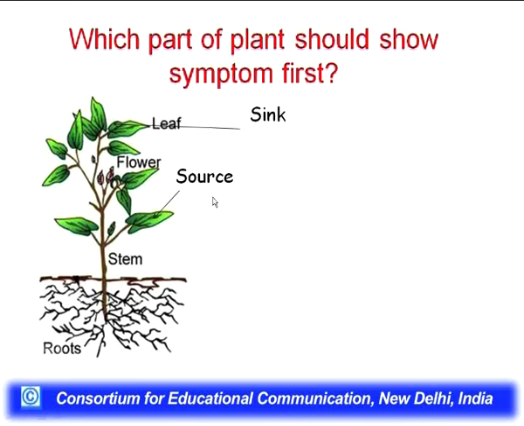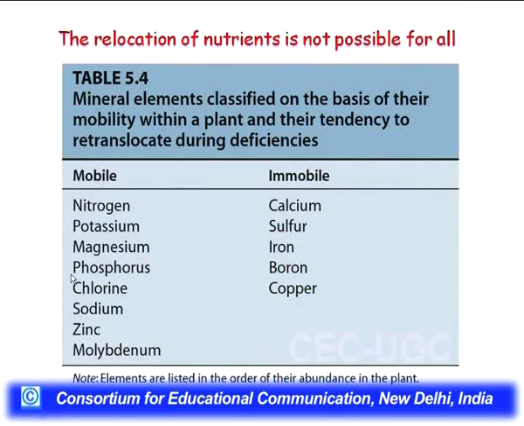Now if you look into a plant's nutrients, all the nutrients are not equally mobile. I am talking about mobile, meaning the nutrient which can mobilize from one end, say the source end, to the sink end. The nutrients which are mobile, for example nitrogen, potassium, magnesium, phosphorus, chlorine, sodium, zinc and molybdenum, are quite mobile in nature. So if a plant needs nitrogen at the tip where nitrogen is less, it can always acquire it from the older leaves. So the nitrogen deficiency is actually felt by the older leaves, and younger leaves will eventually feel it, but much later. So older leaves will face the problem first.